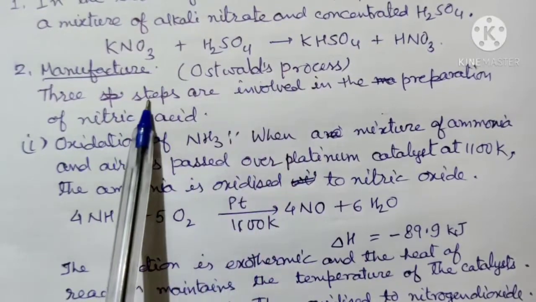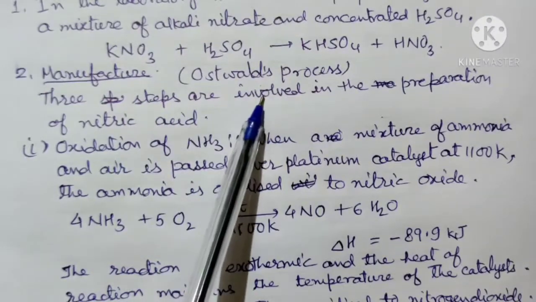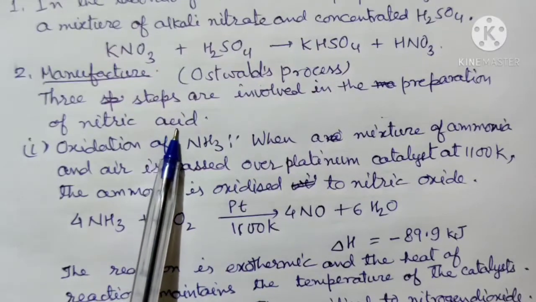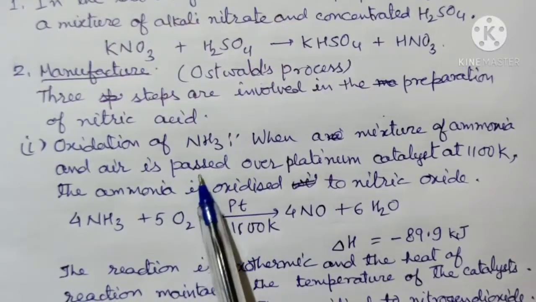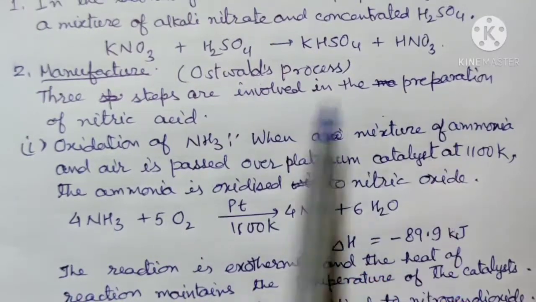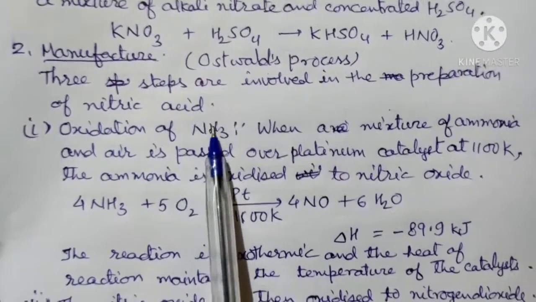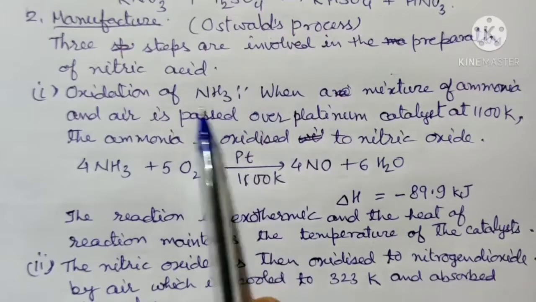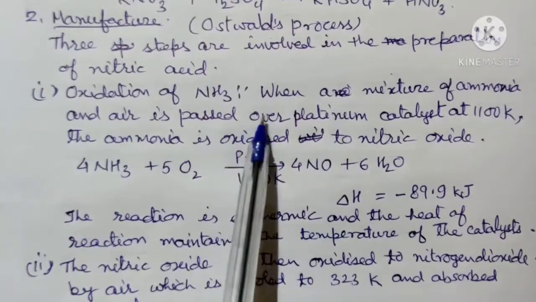The second is the manufacture of nitric acid by the Ostwald process. When a mixture of ammonia and air is oxidized, as you already studied, it involves 3 steps. Three steps are involved in the preparation of nitric acid. The first step is oxidation of ammonia. When you are asked to write the chemistry involved in the manufacture of nitric acid, we will write these steps.